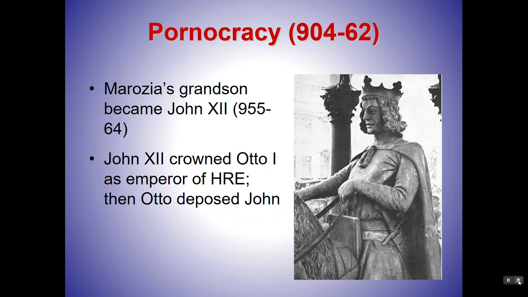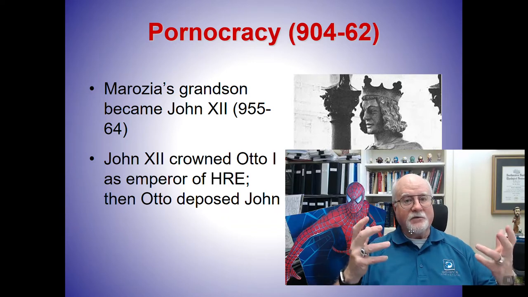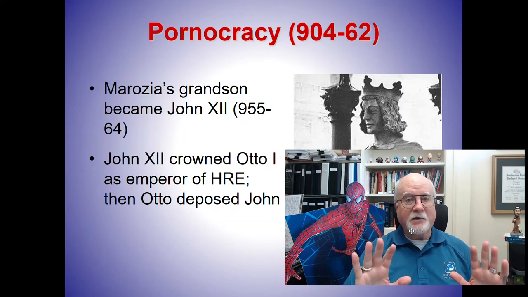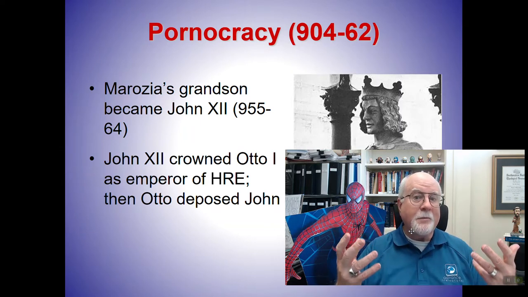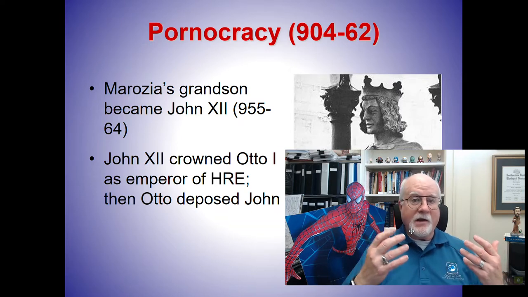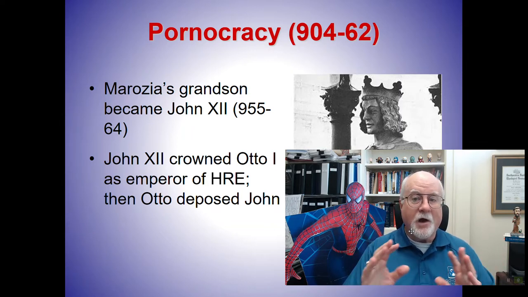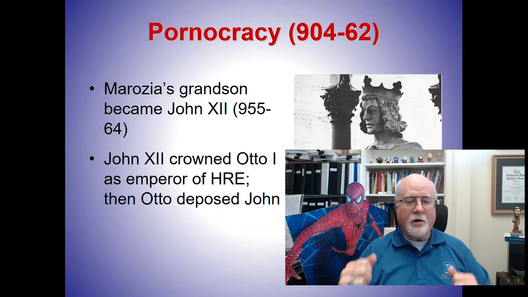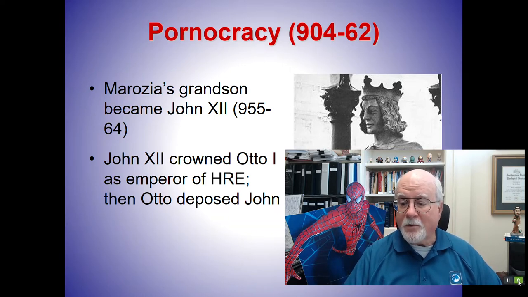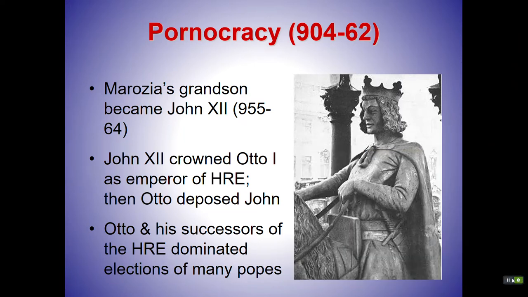Do you recall our discussion of the Holy Roman Empire and its revival under the Saxons, Henry the Fowler, and his descendant, who is Otto I? And John the 12th followed the pattern of Leo III, and he crowned Otto I as the Holy Roman Emperor, but then Otto turned around and deposed John, recognizing that that John was an illegitimate pope, and so Otto took it upon himself to reform the papacy, and so he and his successors dominated the elections of many popes.